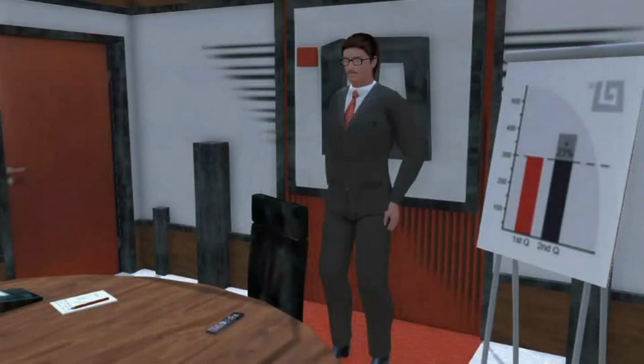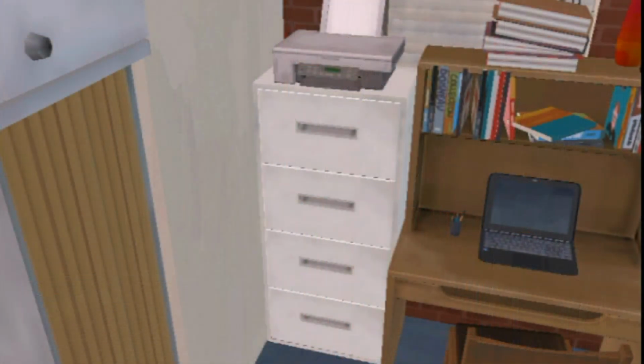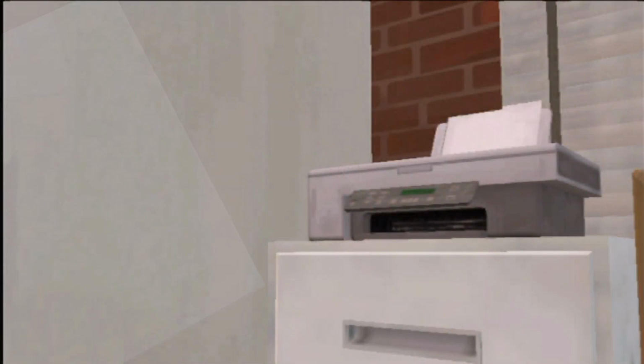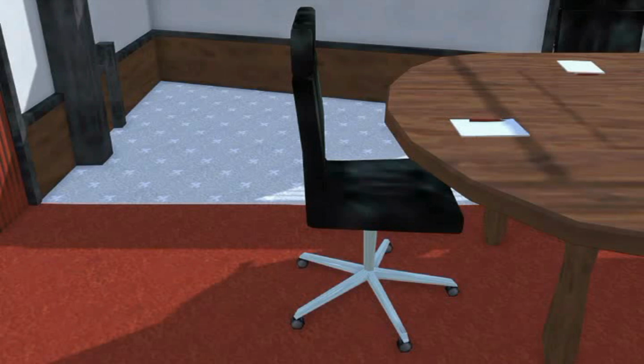What is this? Are these filing cabinets? What is it? Is that a printer? What is that? What are these? What is this?